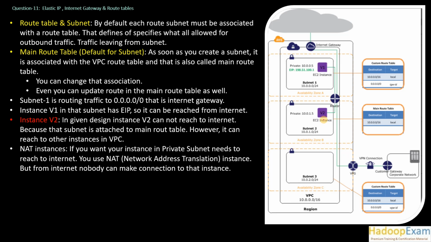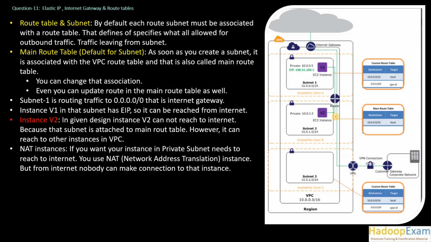Instance v2 in the given design cannot be reached from the internet because it does not have any internet gateway associated with it. It is associated with the main route table, which is the VPC itself. So any instance in that VPC can be reached from v2, because traffic is allowed among all instances inside this VPC. That subnet is attached with the main route table, so it can reach other instances in the VPC.